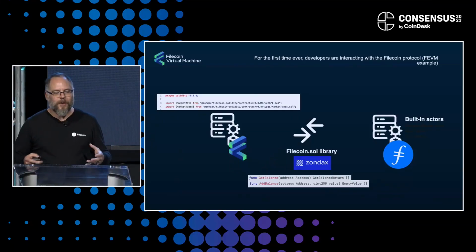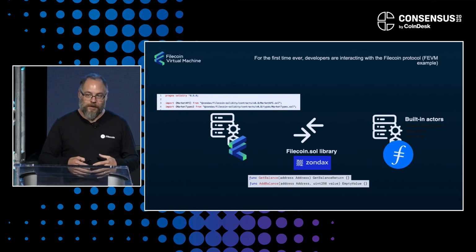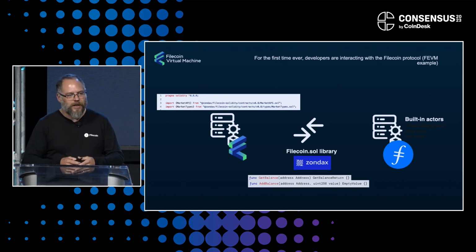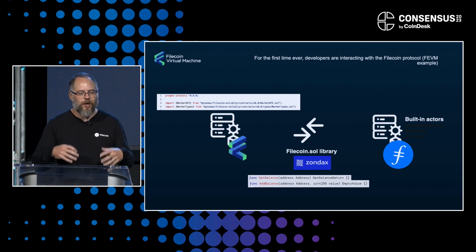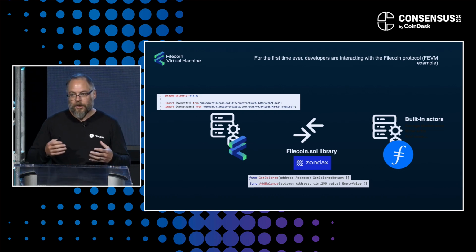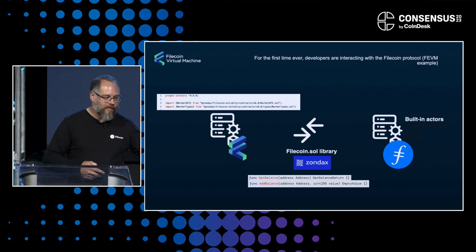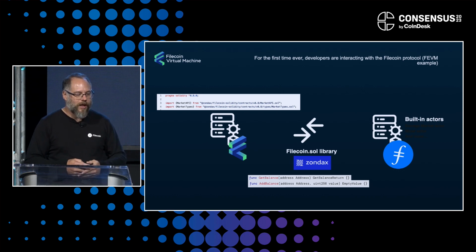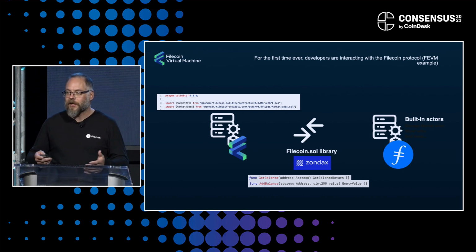So for the first time now, developers are able to actually interact with the Filecoin protocol on-chain. They were able to interact with Filecoin from an external point of view, but now they're actually able to write stuff that interacts directly on-chain with the primitives that we have on-chain. They can write stuff in Solidity, have it compiled down, and then run actually on the network and interact with what we'll call the built-in actors that I'll cover in a little bit.